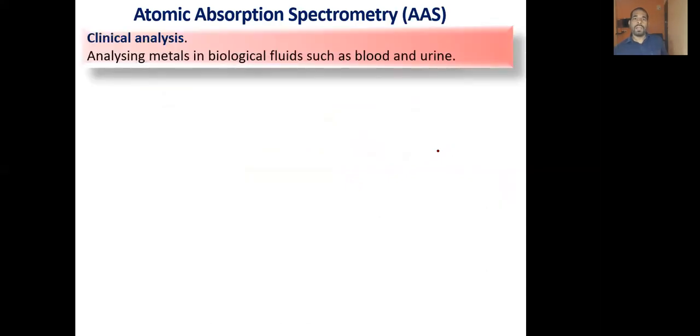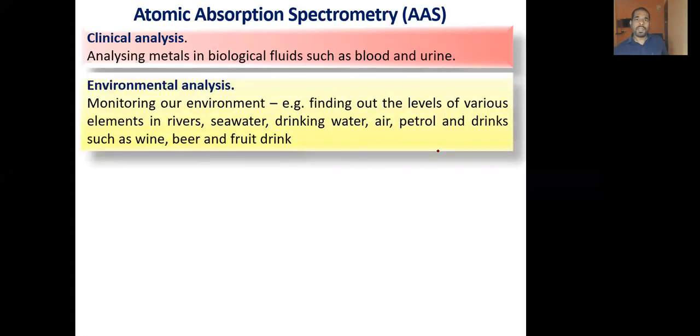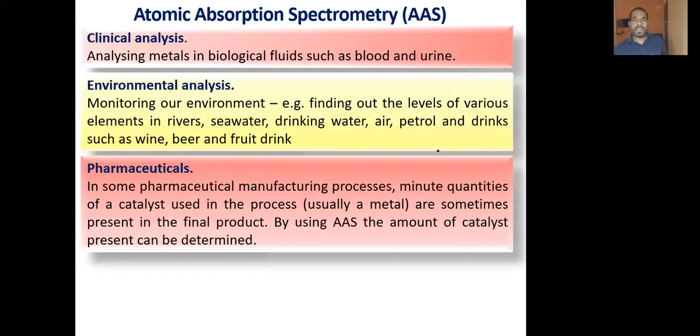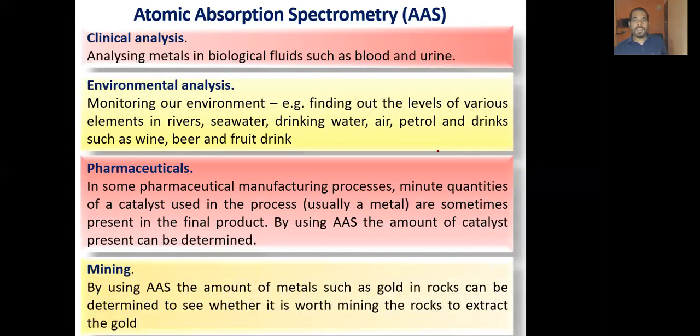Now the applications. Atomic absorption spectrometry is applicable in clinical analysis, then environmental analysis, then pharmaceuticals, and mining. Apart from that, it is used in various industries like the construction industry. For example, in clinical analysis, it is used for analyzing metals present in biological fluids such as blood and urine.